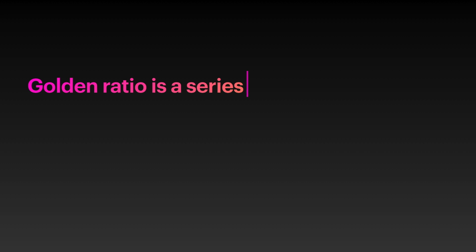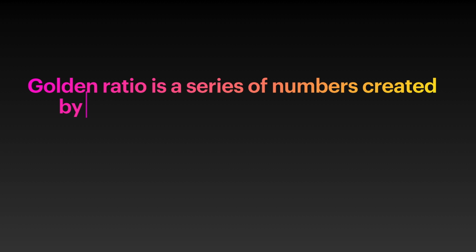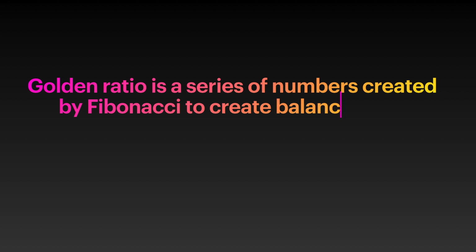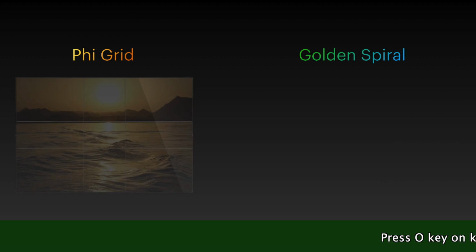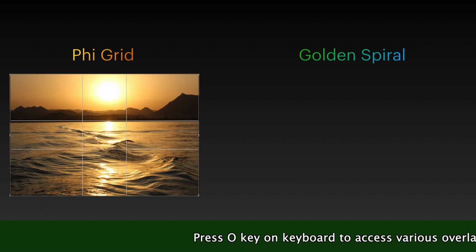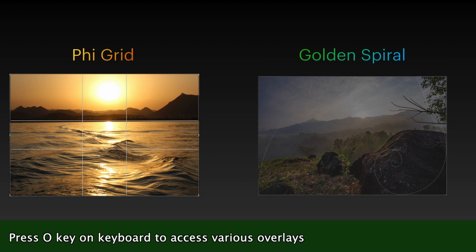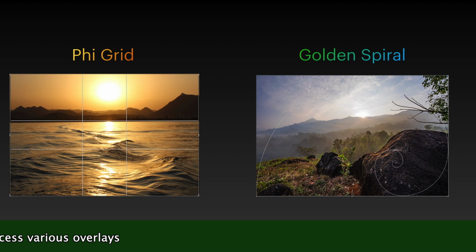Now, as far as the golden ratio is concerned, it is a series of numbers created by Fibonacci to create balanced and visually appealing composition. We can use this rule in two ways in photography, by using the golden spiral and the phi grid as shown in the diagram. Note that these overlays are not available in your camera, but during post processing you can access them in Lightroom by hitting the crop tool tab, and after that you can hit the O key on your keyboard.